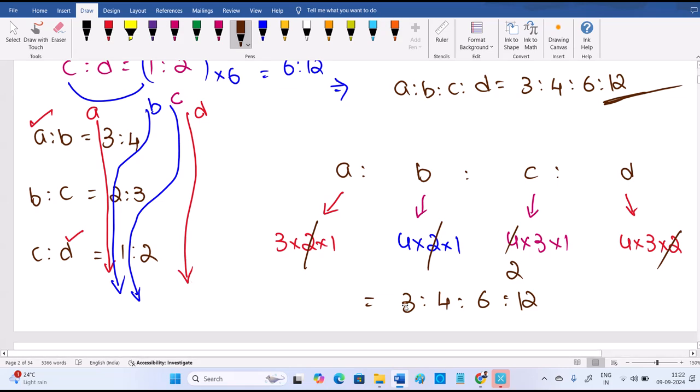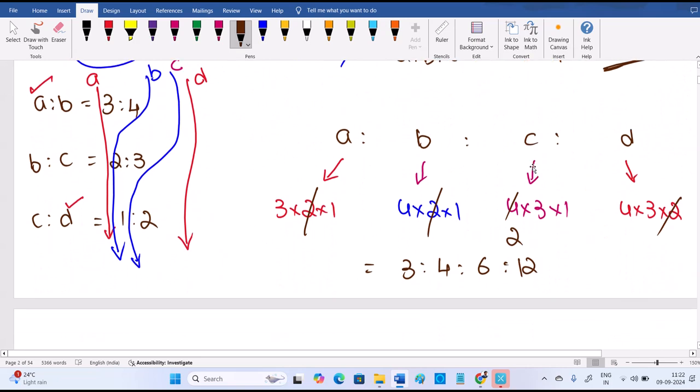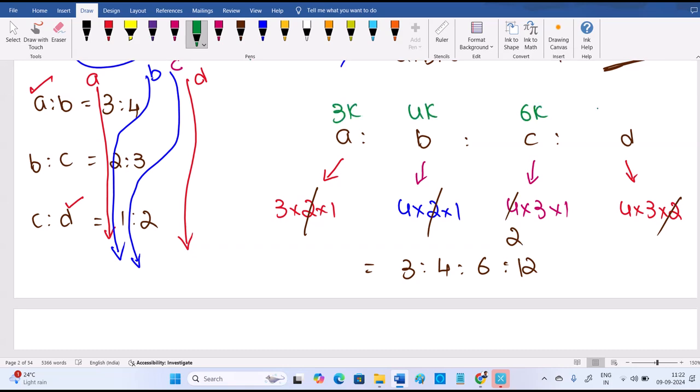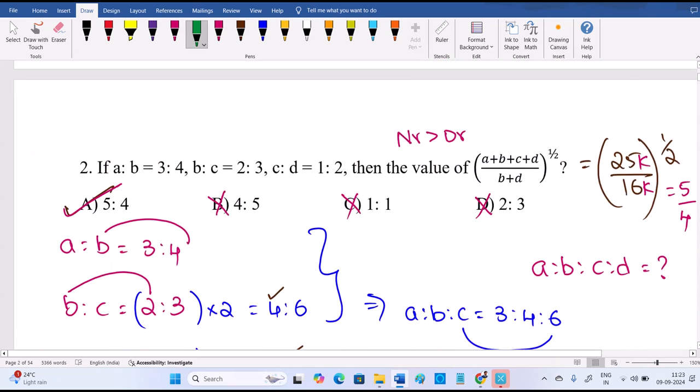Now the question is (A plus B plus C plus D) to the power 1 by 2, divided by (B plus D) whole power 1 by 2. A can be taken as 3k, B as 4k, C as 6k, D as 12k. Adding all this, we got 25k in the numerator, denominator B plus D is 16k. So 25k divided by 16k whole power 1 by 2 is nothing but 5 is to 4. Option A is correct. Right. Excellent.